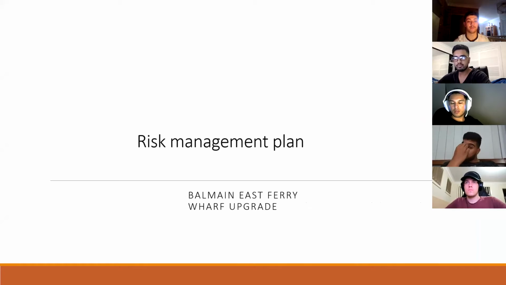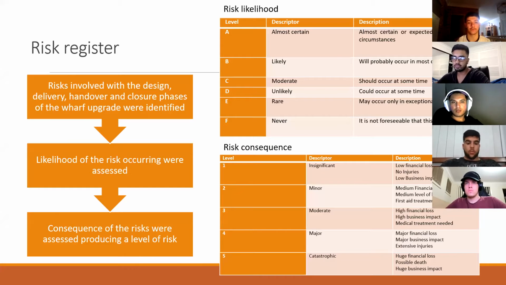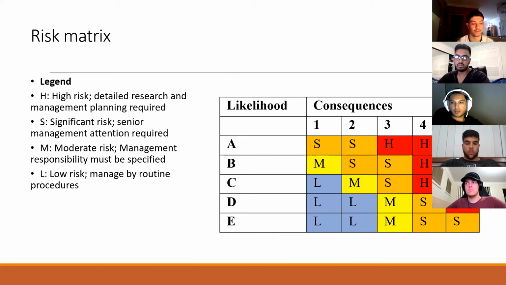On to Damien. So for the risk management plan, a risk register was developed as the first step. The risks involved in the design, delivery, handover, and closure phases of the wharf project were first identified. Then the likelihood of the risk occurring was assessed, followed by assessing the consequences of the risk. From this, a risk level was produced using the risk level matrix shown on the following slide, where the level of risk involved can be seen.